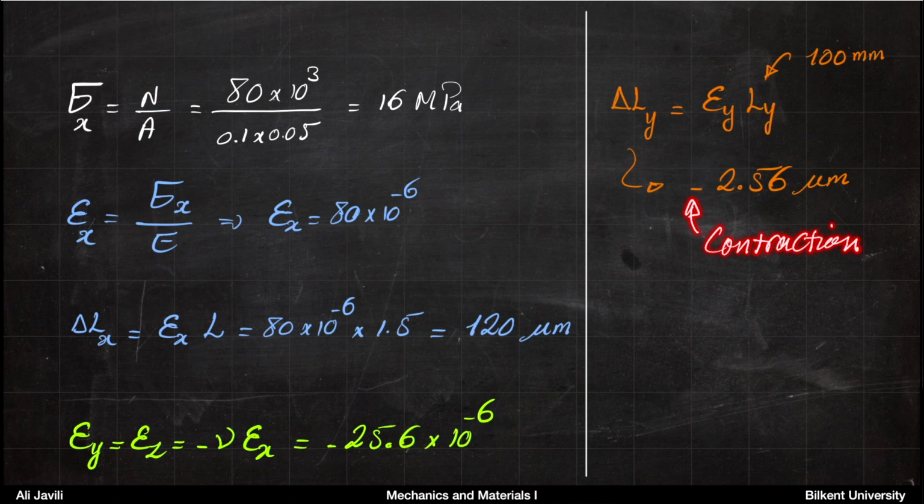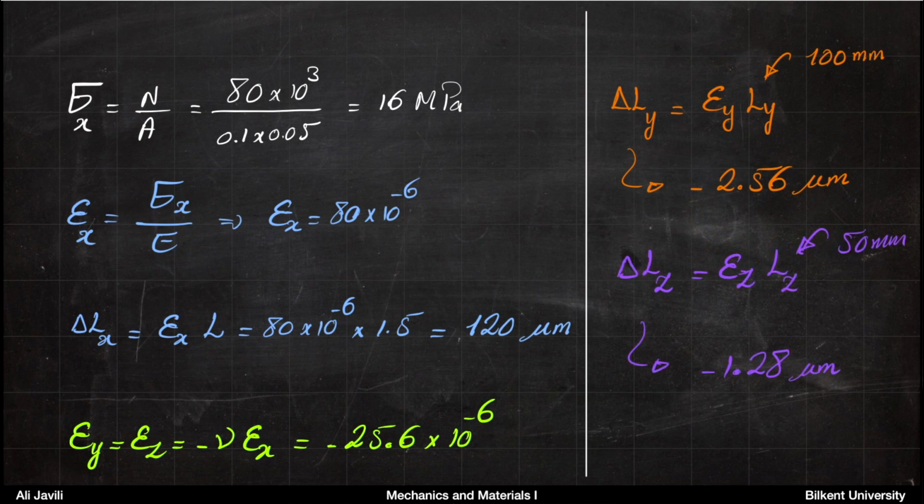as you can imagine. So if you extend it in the x direction, and because Poisson's ratio is positive, then you get a contraction in the y direction. In the z direction, you use the same formula, but now the height is 50 millimeter, whereas the width was 100 millimeter. That means you get half the contraction compared to the y direction. So you get minus 1.28 micrometer.